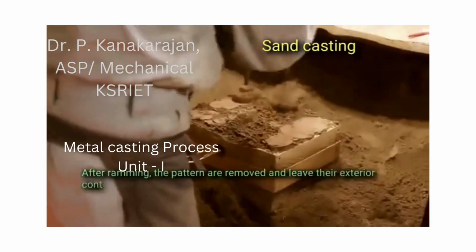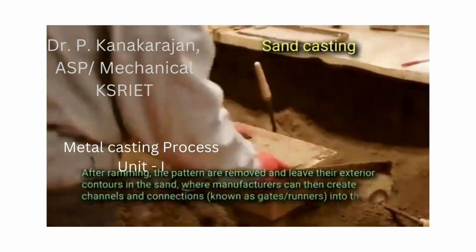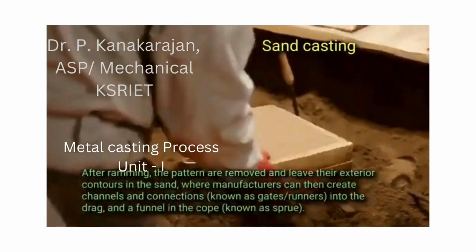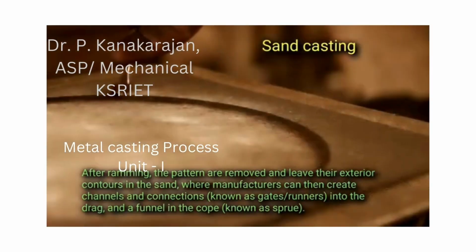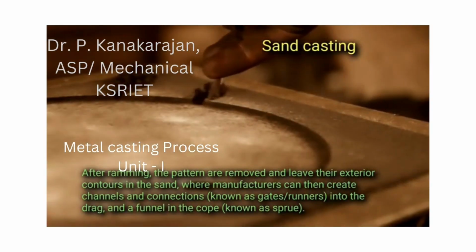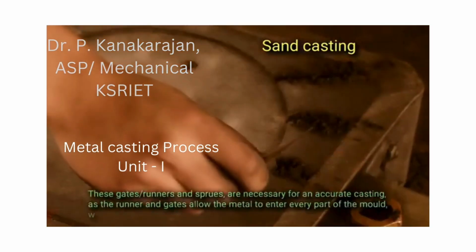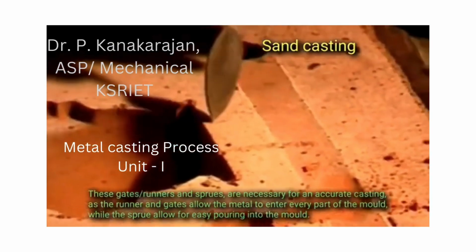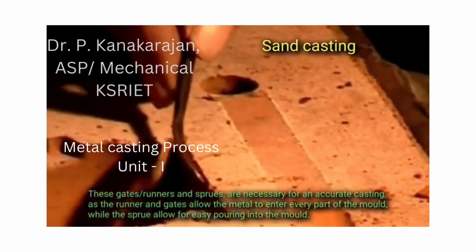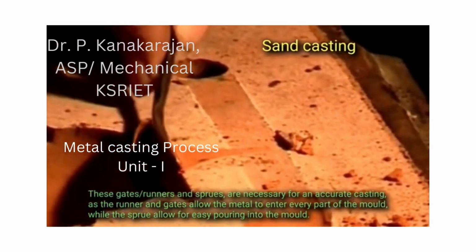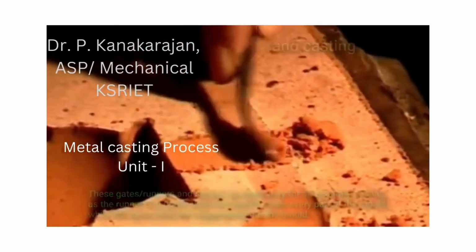After ramming, the patterns are removed and leave their exterior contours in the sand, where manufacturers can then create channels and connections, known as gates and runners, into the drag, and a funnel in the cope, known as sprue. The gate, runners and sprue are necessary for an accurate casting, as the runner and gate allow the metal to enter every part of the mold. The sprue allows for easy pouring into the mold.